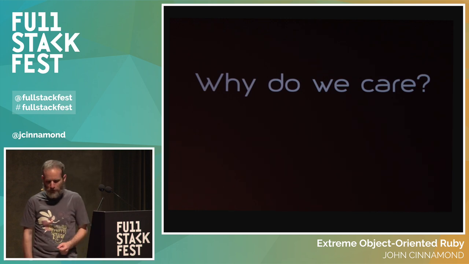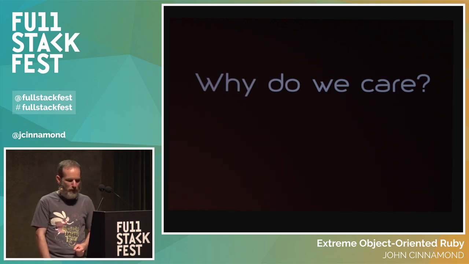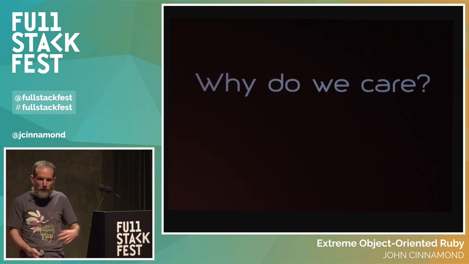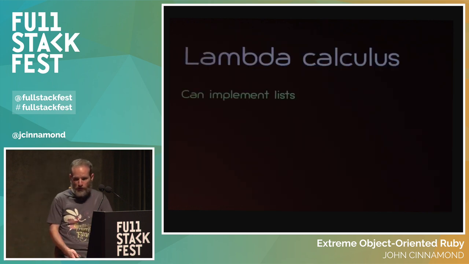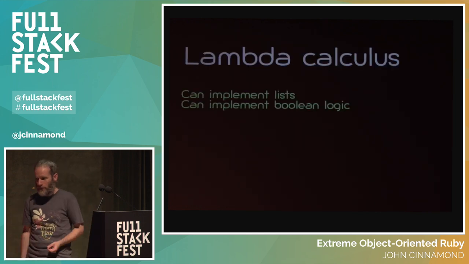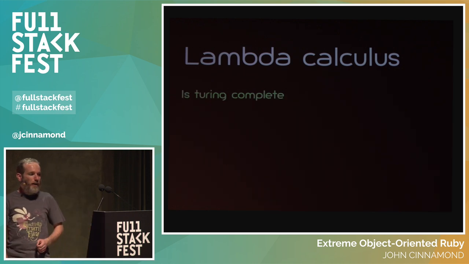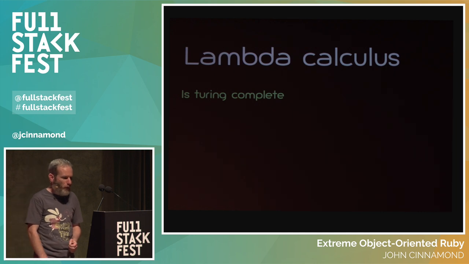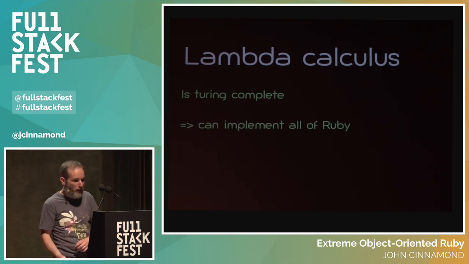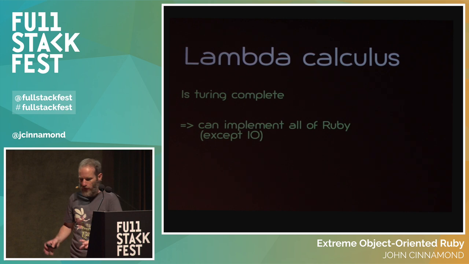That's great. Why am I telling you all this? Why do we care about it? It turns out lambda calculus is really powerful. And we saw in the last talk that we can build lists with it, and we can also do some kind of Boolean logic with it. It can also do numbers. It can do all sorts of things. And in fact, lambda calculus is Turing complete, which means that anything we can do in Ruby, we can do in lambda calculus, except I/O, because I/O is a bit funny.